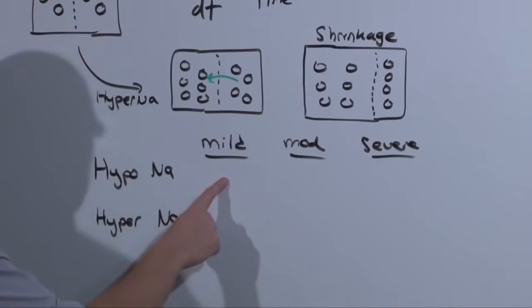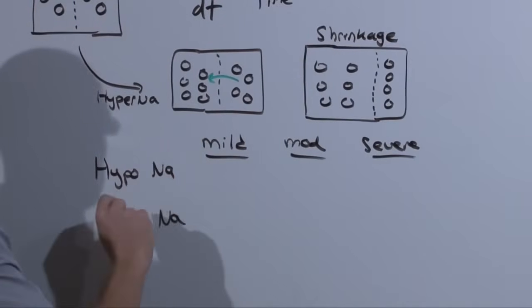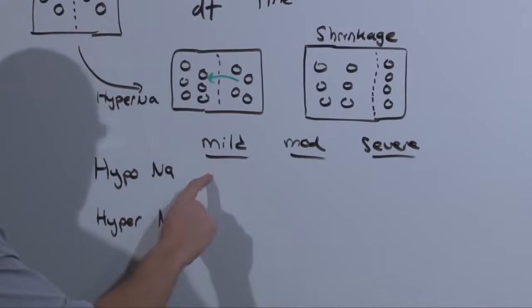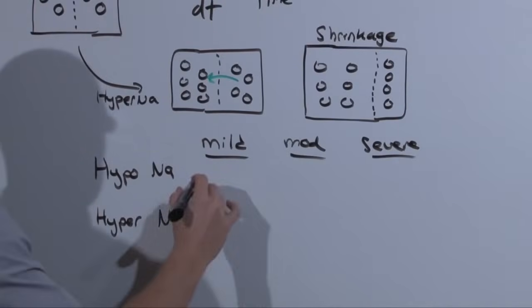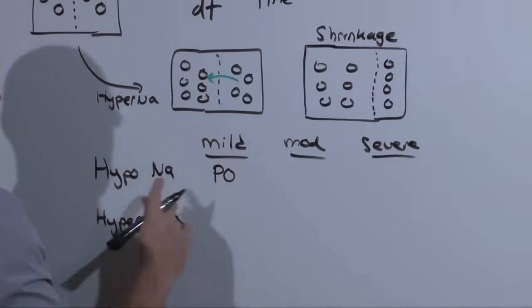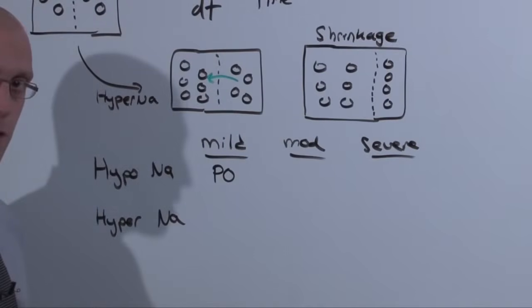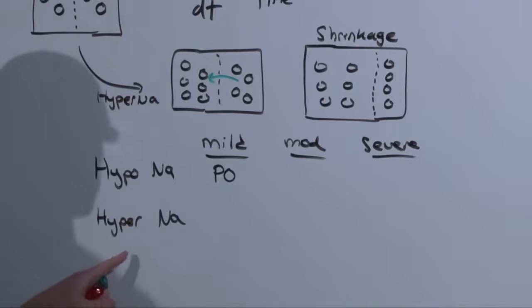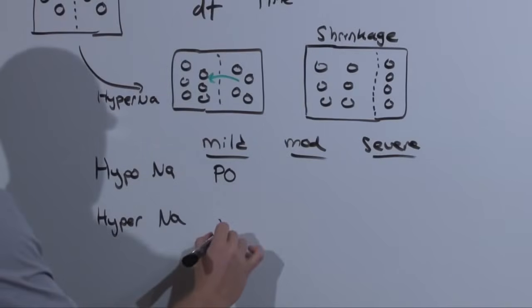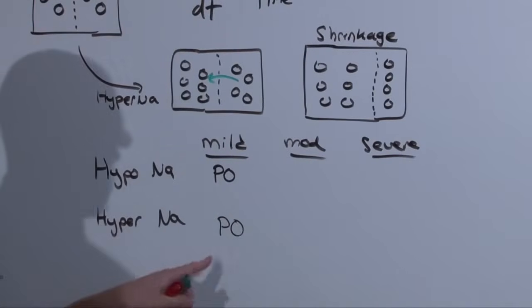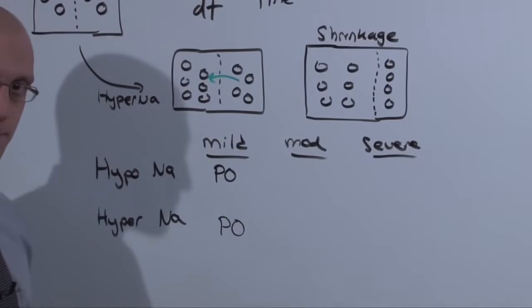If they're mild, and that is they have small disorders of free water, all you're going to have to do is replace it PO. In the sense of hyponatremia, they're going to need a little salt. You feed them some Gatorade, they get better. Same thing with hypernatremia. That is, they just need a little bit of PO free water. Give them some water to drink, and they get better.